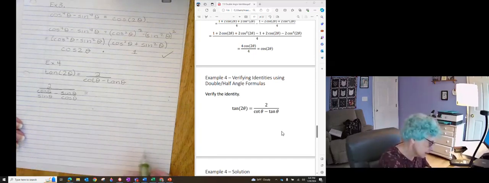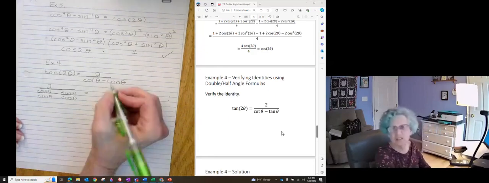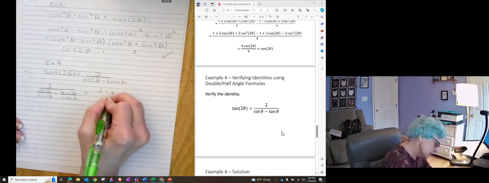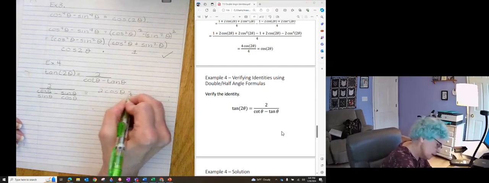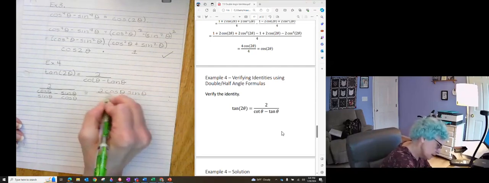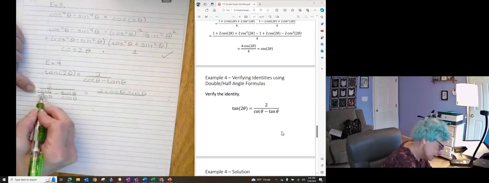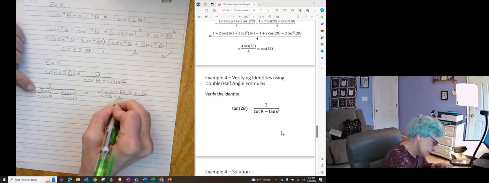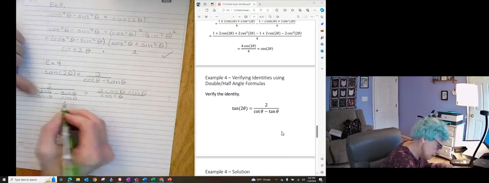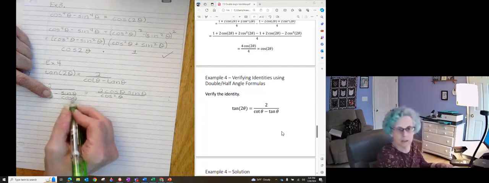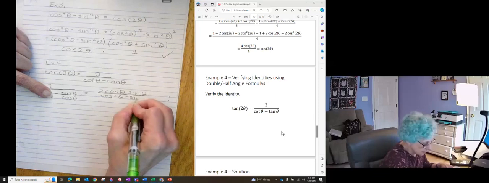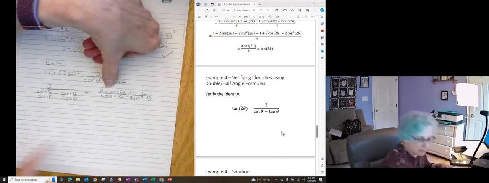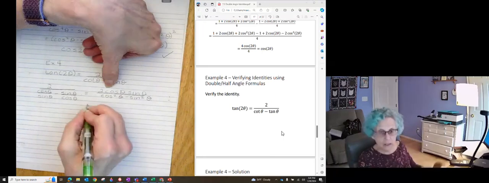So let's think about getting rid of those ugly fractions. We have a fraction over a fraction. So let's multiply numerator and denominator by cosine theta sine theta. Then that leaves me with, when I multiply down below, cosine times cosine, which is cosine squared theta. I have the cosines cancel, and I'm left with minus sine squared theta. Oh, wait.